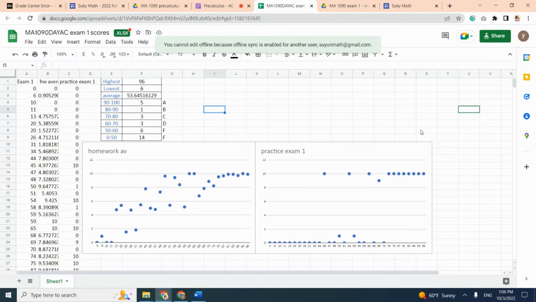Do you see all of them did the practice exam? Look at the students who got lower than 44. What do you see? They didn't do the practice exams. Can you trust me that doing the practice exam is very important and useful? Can you trust me on that?